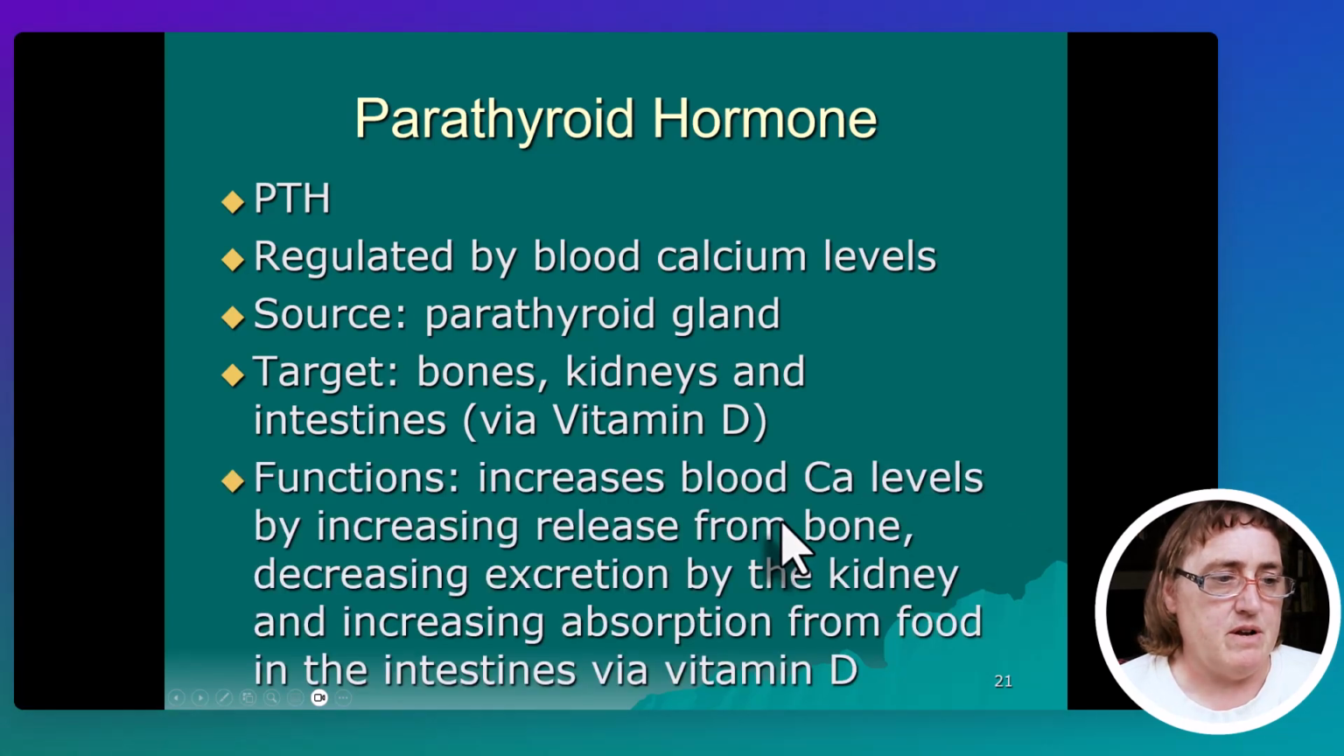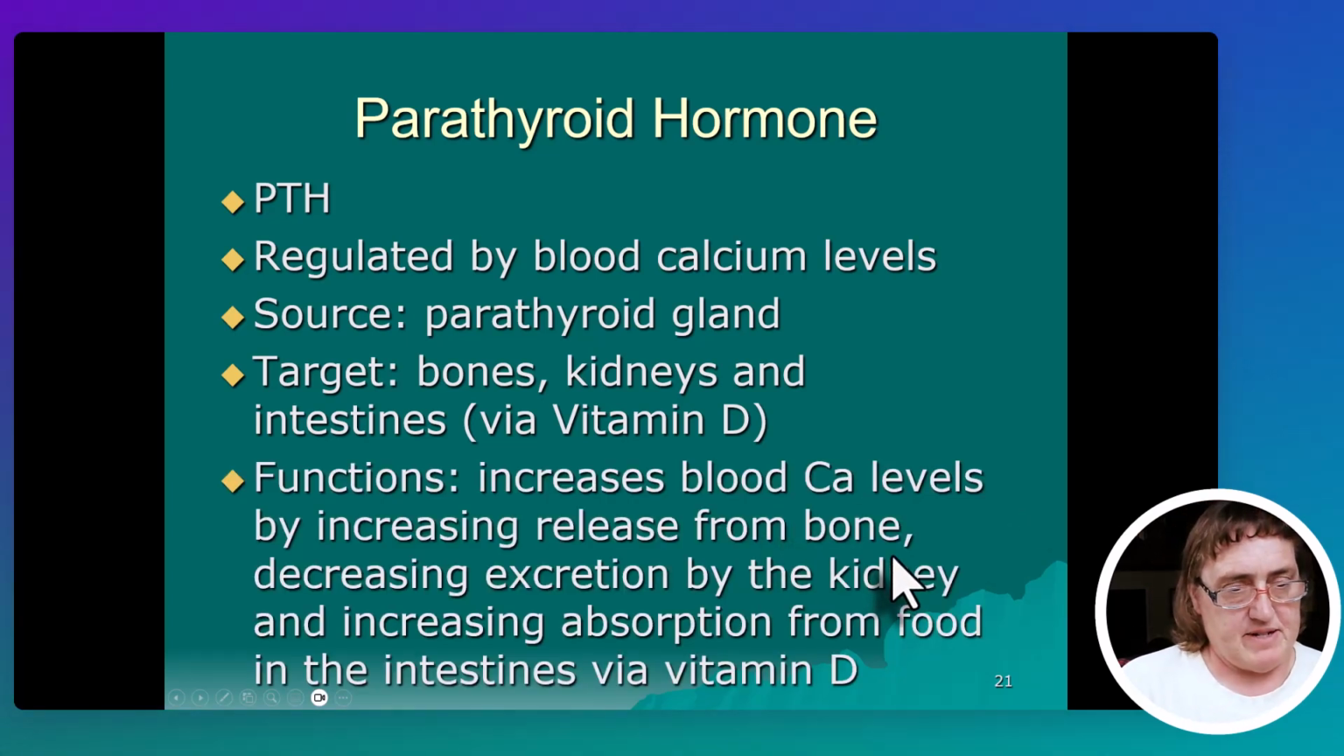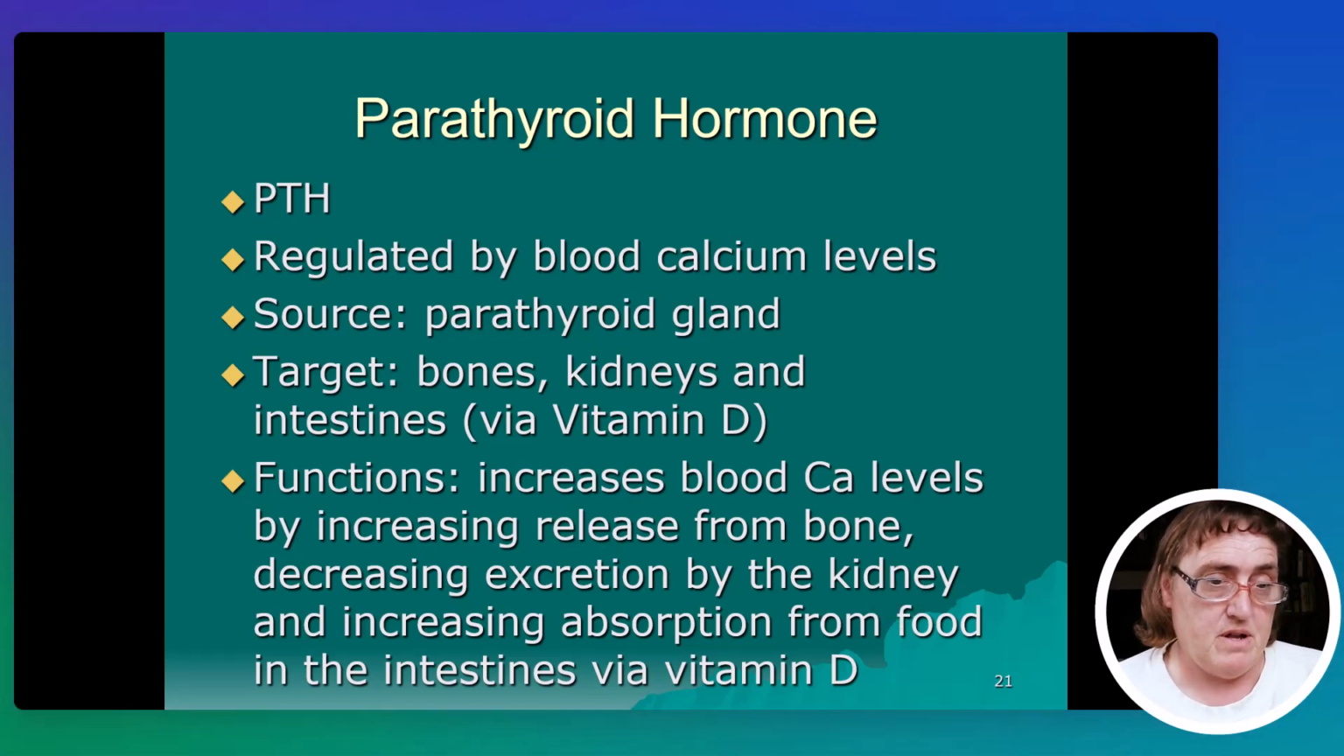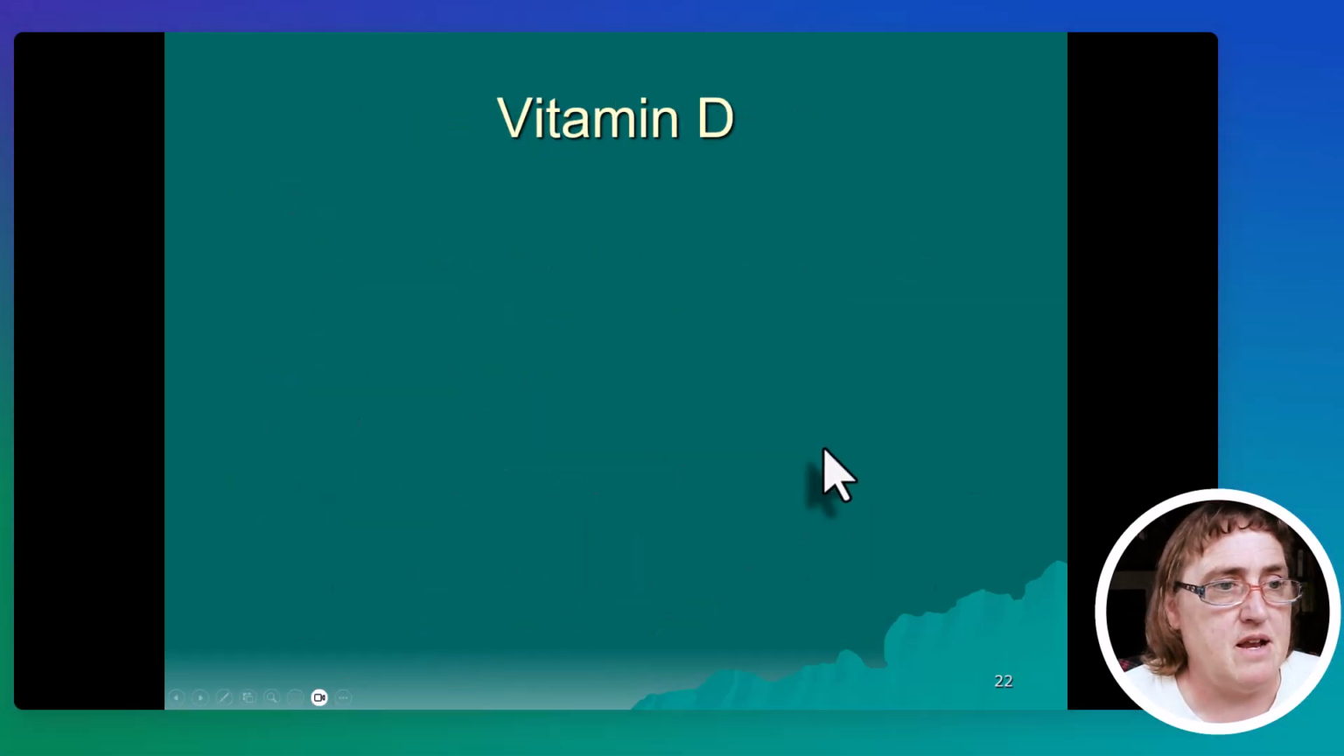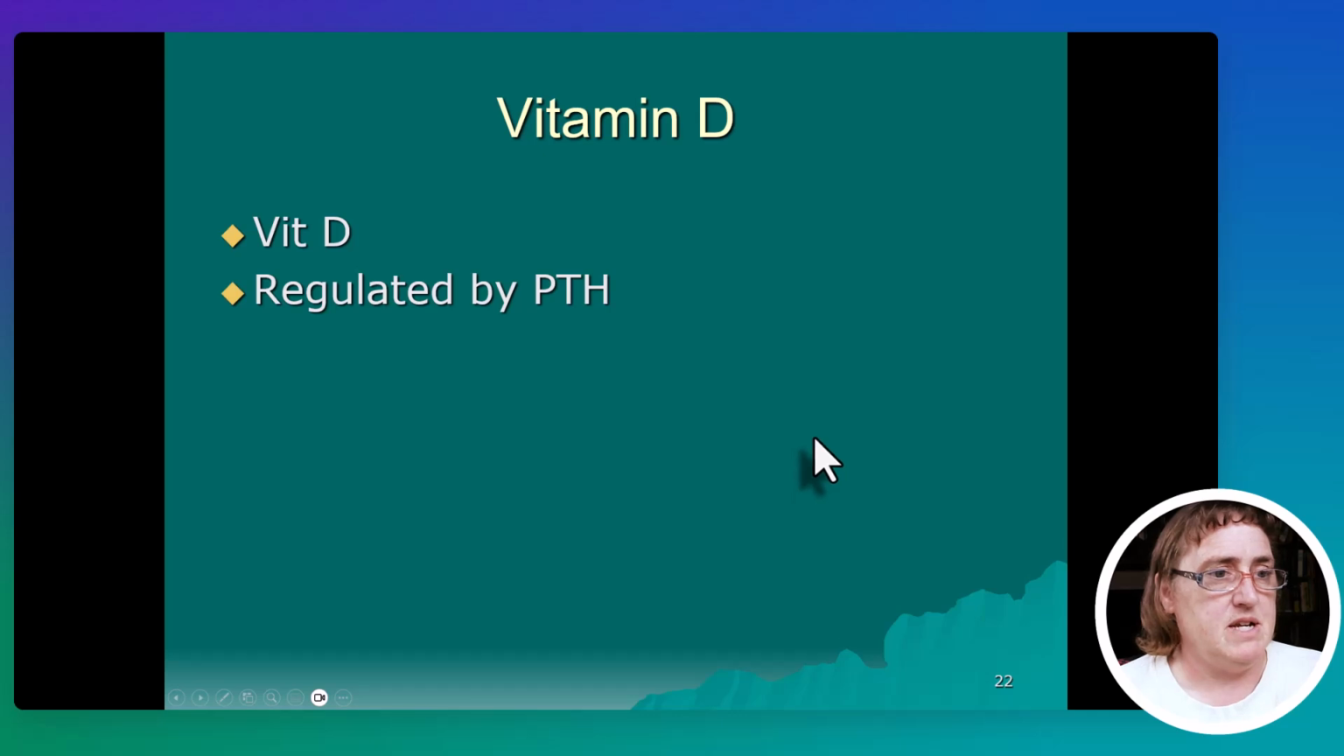So calcitonin and parathyroid kind of work the opposite. Parathyroid wants you to increase your blood calcium, so it tells your bones to release it and your kidneys to save it. Calcitonin wants to lower your blood calcium, so it tells your kidneys to pee it out and your bones to soak it up. I think I have a picture of that after the vitamin D one.